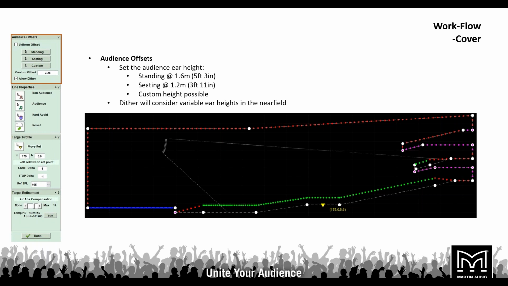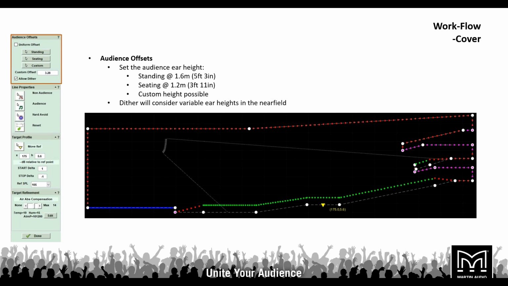The first one is audience offsets. This will just basically set the audience ear height. So we considered that a standing person has got their ears on average at 1.6 meters high. For the US market, that's 5 foot 3 inches. And if you're sitting down, then you're at 1.2 meters or 3 feet 11. However, say you're standing or sitting on a high top, or sitting directly on the floor, who knows? You may want to go and do a custom height.